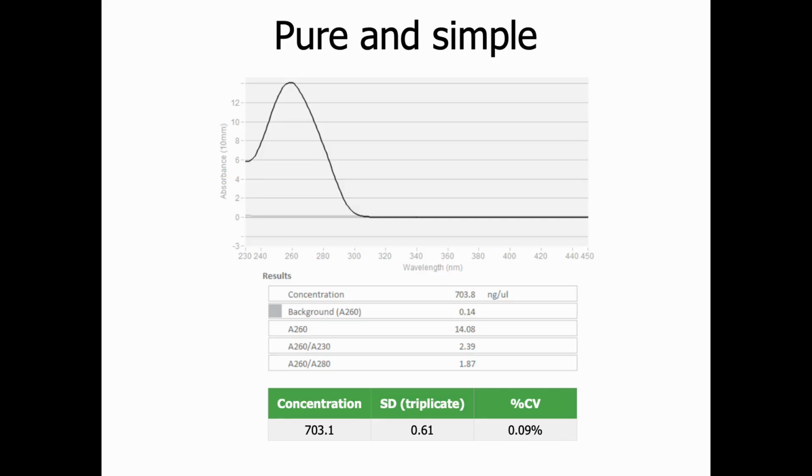We can see the expected peak maximum at 260 nanometers, and quality ratios are within the acceptable range. For pure DNA, we would expect an A260/A230 ratio greater than 2, and an A260/A280 of about 1.8. Note the accuracy and reproducibility. We're seeing nice low standard deviation and percent CVs for triplicate reads.